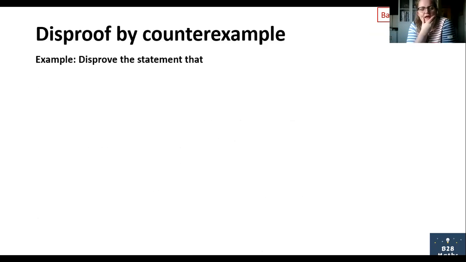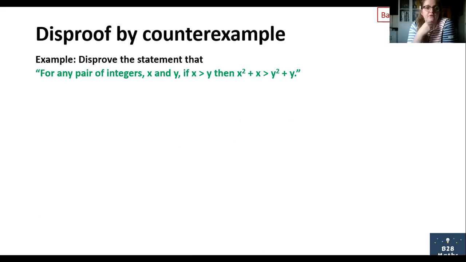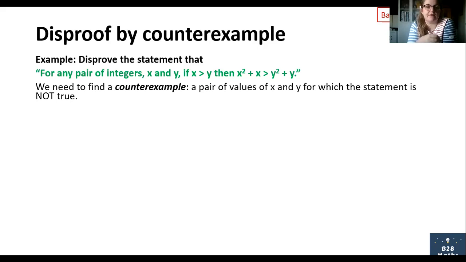You might get asked to disprove the conjecture that for any pair of integers x and y, if x is greater than y, then x squared plus x is greater than y squared plus y. So we need to find a counterexample. Basically, we need to find a pair of values for x and y for which the statement is not true.